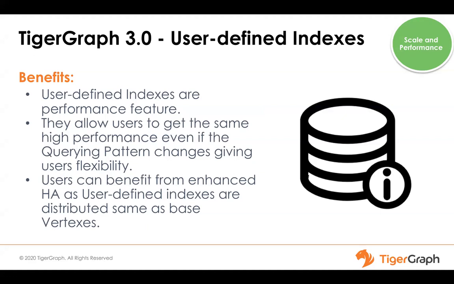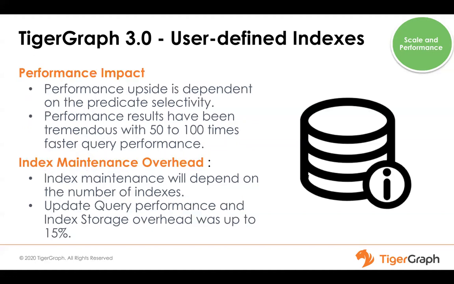And our user-defined index is basically designed with the same HA principles as the base vertices are, which means the indexes are co-located with the vertices, distributed across the cluster. So from that perspective, even if a node were to go down, your access to the index would still be available based on the same HA principles. So from an availability perspective, that's a huge win for users.